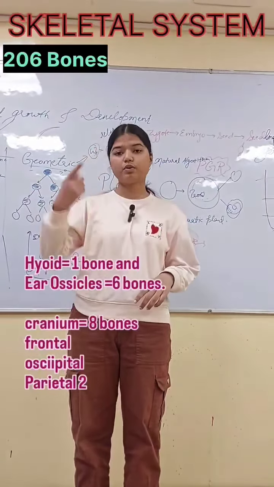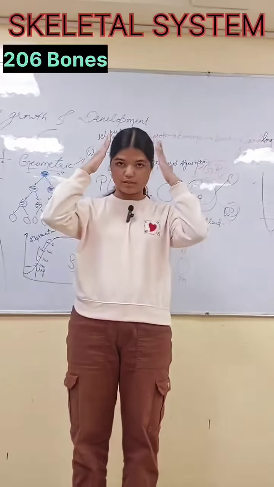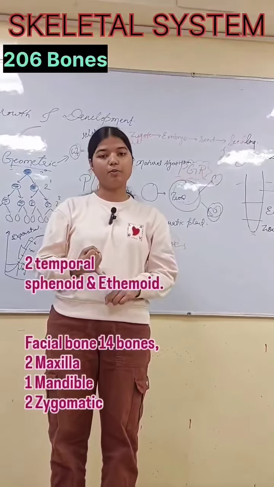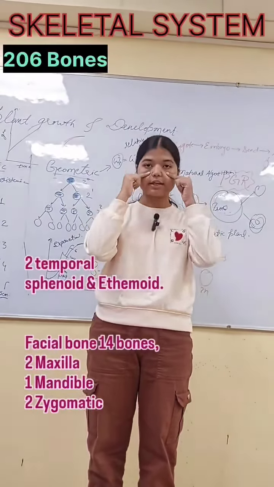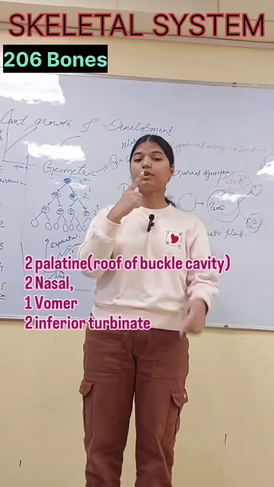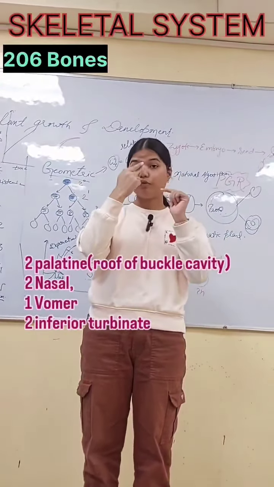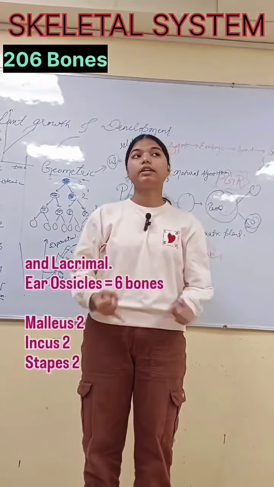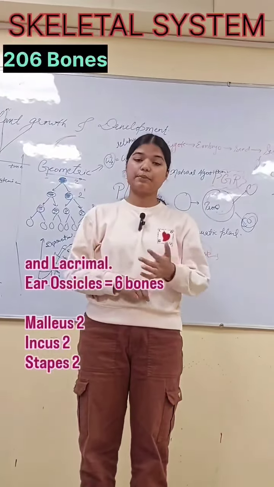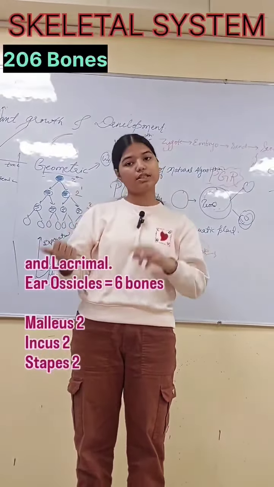The cranium has 8 bones: frontal, occipital, parietal, temporal, sphenoid and ethmoid. Facial bones are 14: mandible, maxilla, zygomatic, palatine, buccal cavity roof, nasal, vomer, inferior turbinate and lacrimal. Ear ossicles are 6 bones: malleus, stapes, incus, multiplied by 2 makes 6 bones.